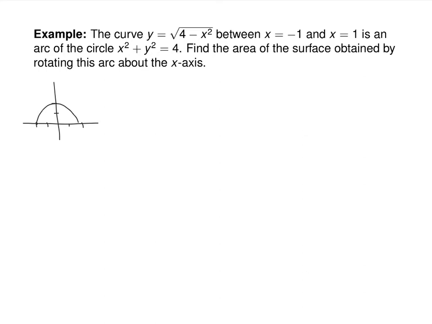And we're spinning just this part about the x-axis. So the surface area will equal 2 pi integral of y square root 1 plus y prime squared dy. And since we have this solved for y, let's actually just plug y in. So 2 pi, and that will be from negative 1 to 1.